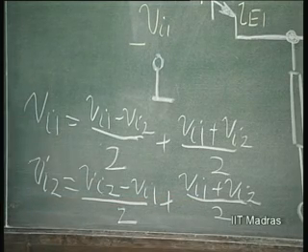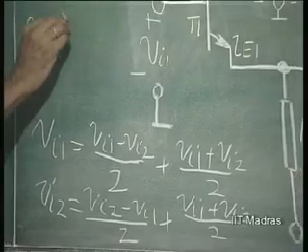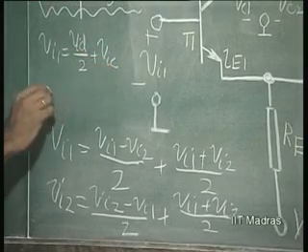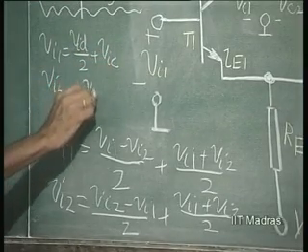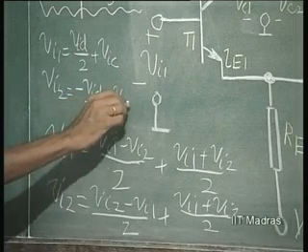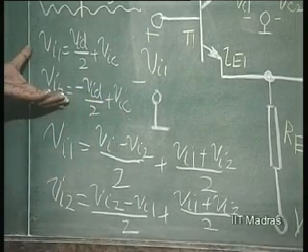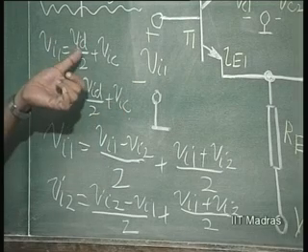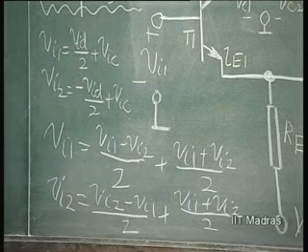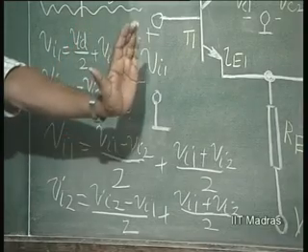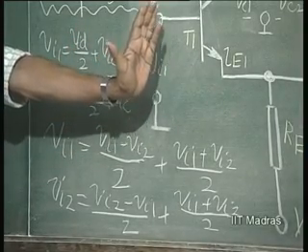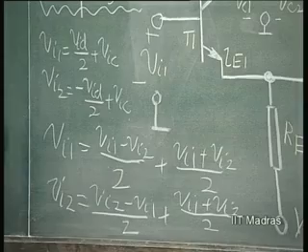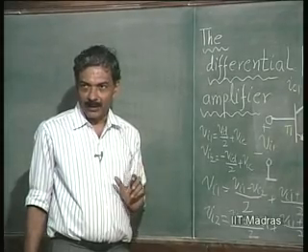So, Vi1 is strictly speaking equal to V differential by 2 plus V common, and Vi2 is minus Vi differential by 2 plus Vi common. Any two general signals can be treated this way. That means, for any two signals, there is a common component and a differential component. So, we can analyze the differential amplifier for the common component first, which should not be amplified at all, and then the differential component, which should be amplified, and then superimpose one output over the other and get the total output.